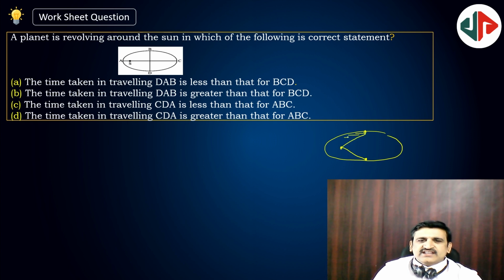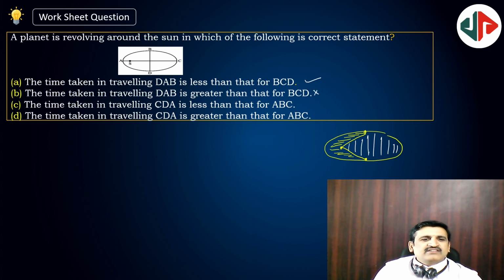So this area, and this area. If you observe these two areas, will it be the same? No. This is lesser, this is more. So radius vector sweeps equal areas in equal intervals of time. So the first option is correct only. Next. Time taken in traveling DAB is greater than BCD. Obviously it's wrong as you accepted the first one.